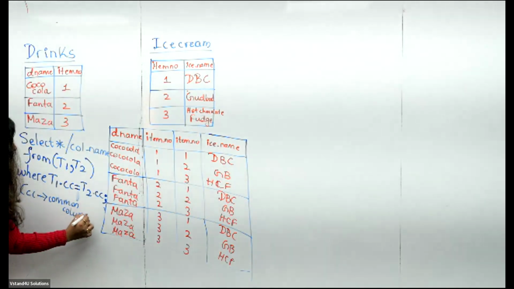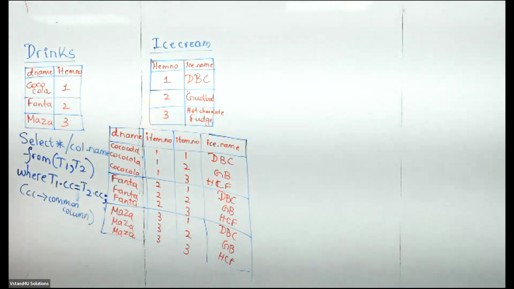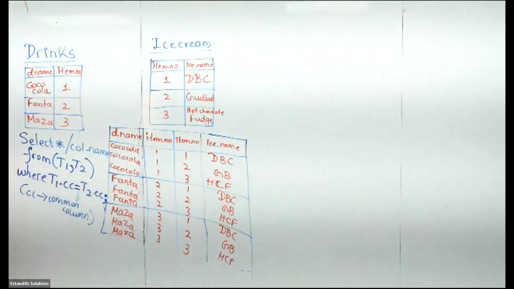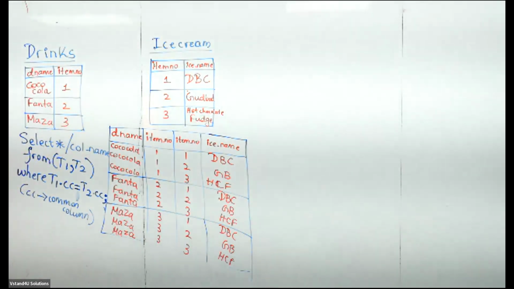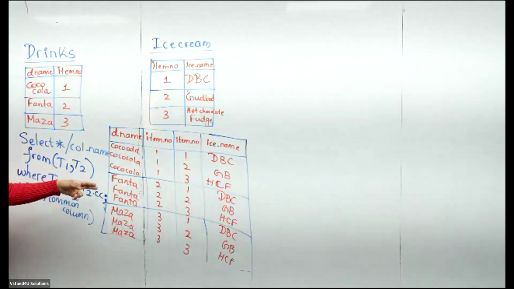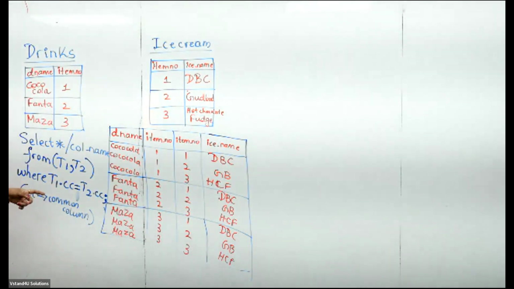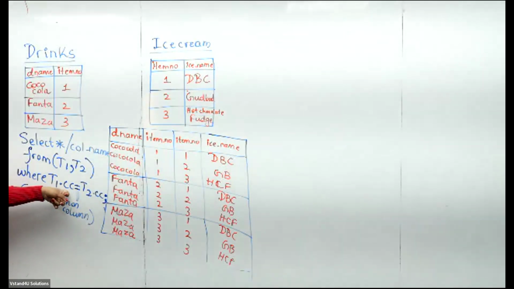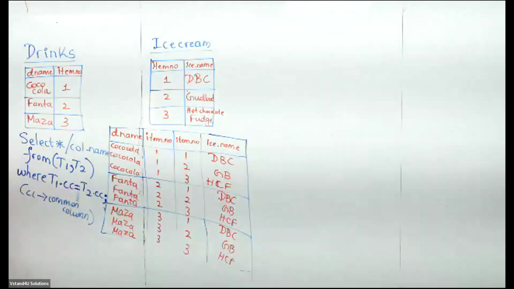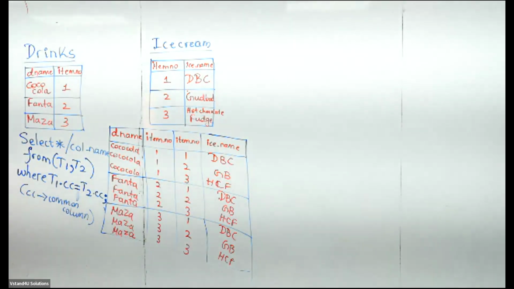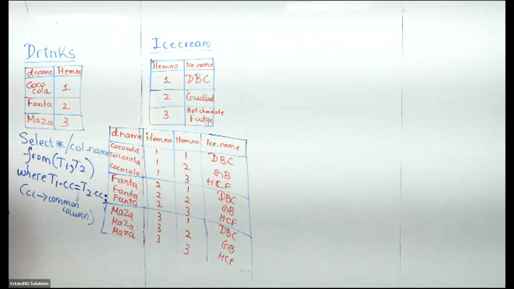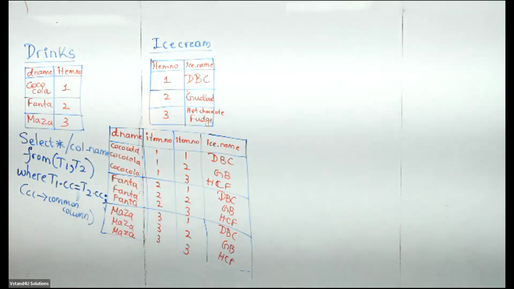Clear? So now, according to this syntax, how will you write it for the tables here? By using these tables, how will you write the syntax? Select star from drinks, ice cream where drinks dot item number is equal to ice cream dot item number. Correct or not? Yes or no? Any doubt you have? Online students, do you have any doubts?